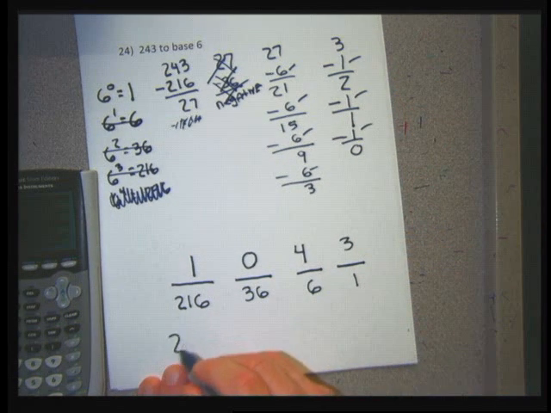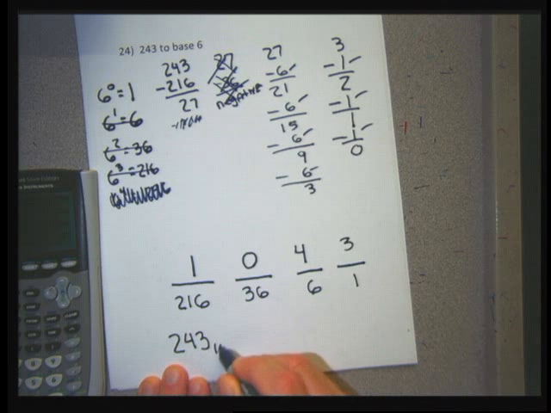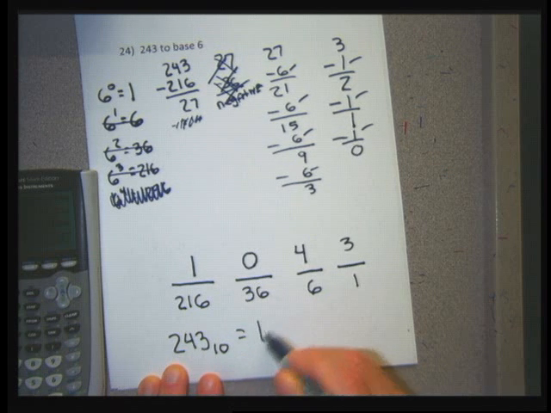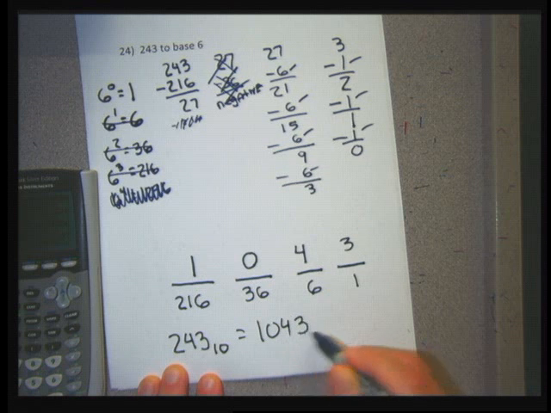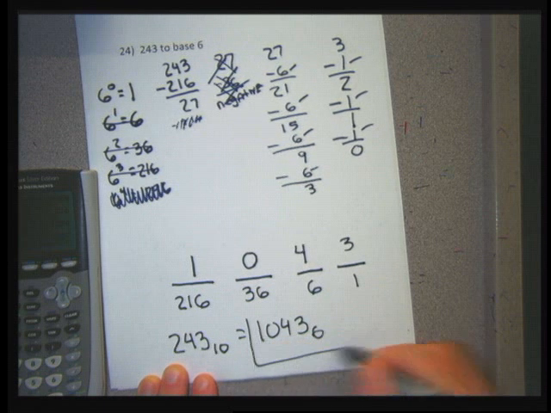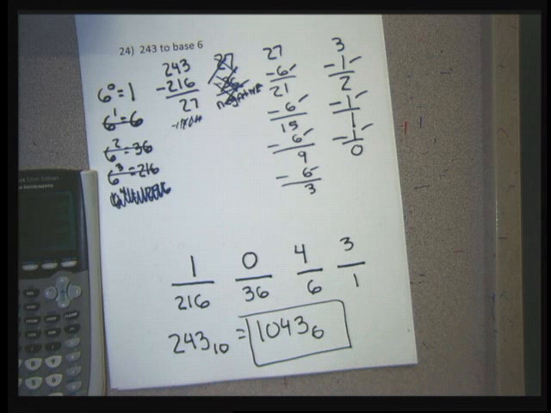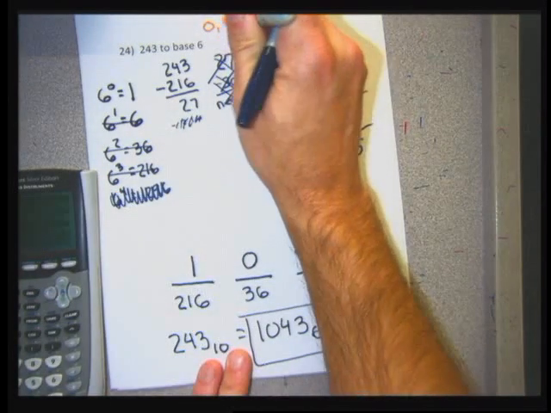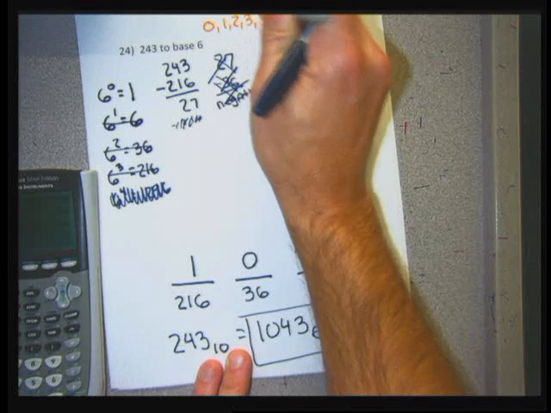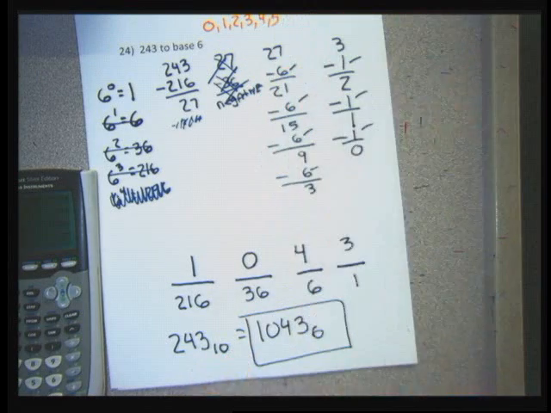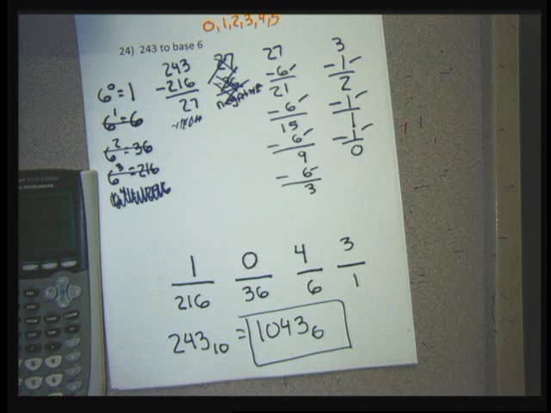So I would say that 243 base 10 is equal to 1043 base 6. The answer to this problem is 243 base 10 is 1043 base 6. This is good because in base 6, the only numbers I'd have been permitted to have are 0, 1, 2, 3, 4, and 5. Because in any base, you could have 0 up to 1 less than that number. If I had a number that was 6 or bigger, I would have had a mistake.